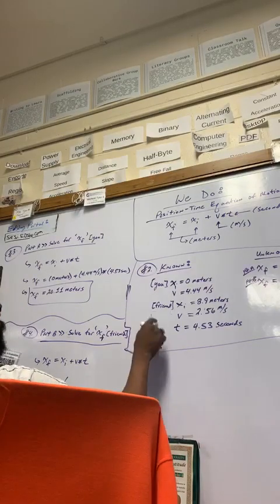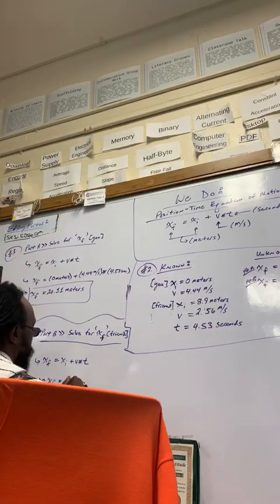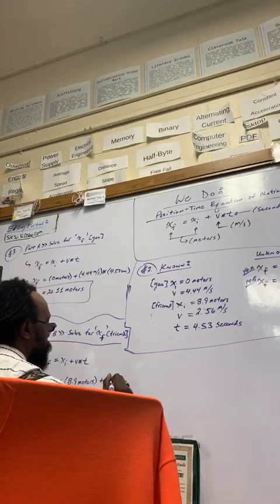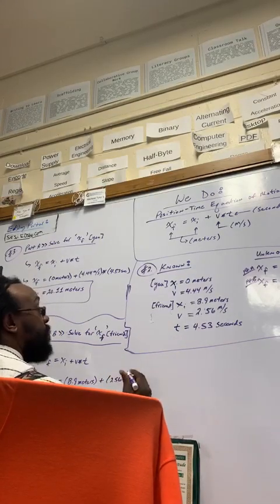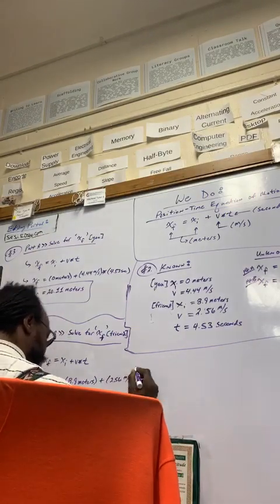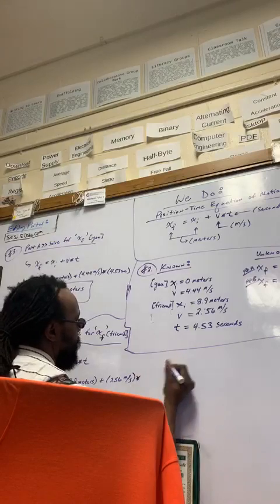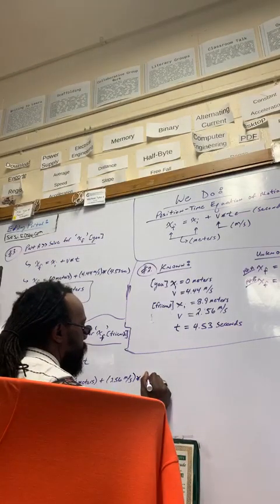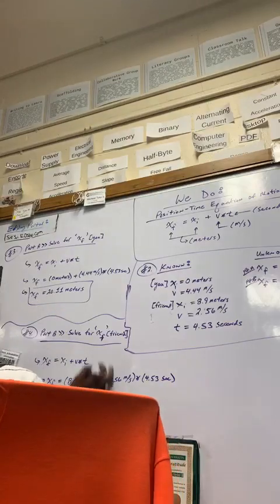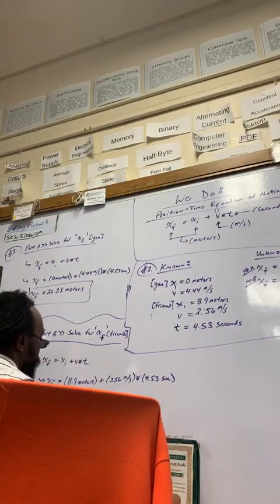So the initial position for your friend, because they had to start, was 8.9 meters. Plus, velocity of your friend was now 2.56, a fraction or so slower than you were going. That's pretty much why they can catch up. Multiply by the same time elapsed, which is 4.53. And seconds will cancel out. That's why we got meters. I wanted y'all to see that.